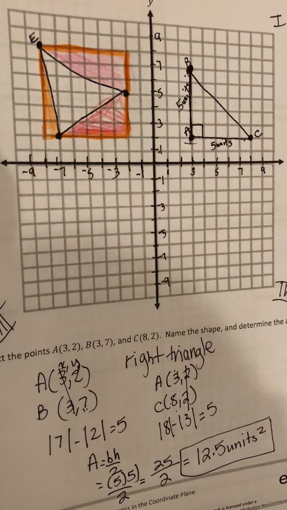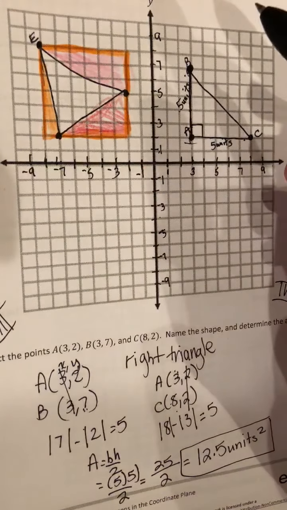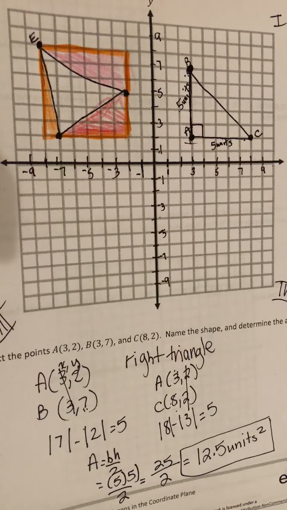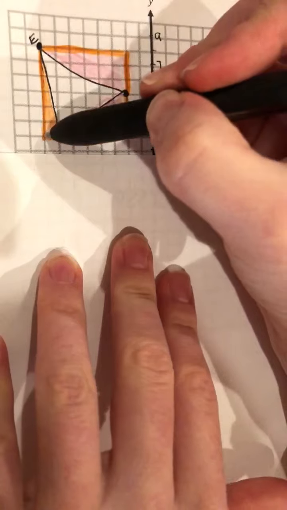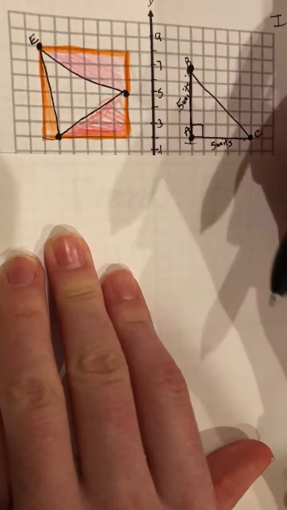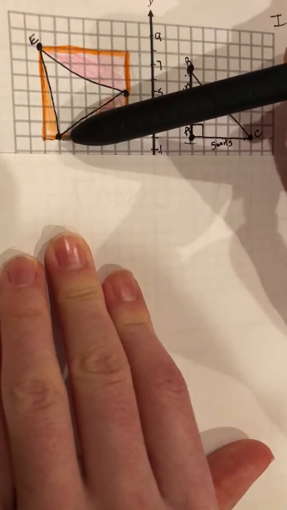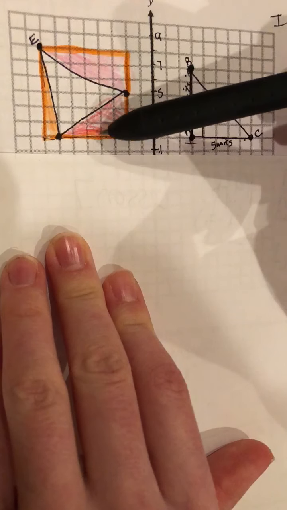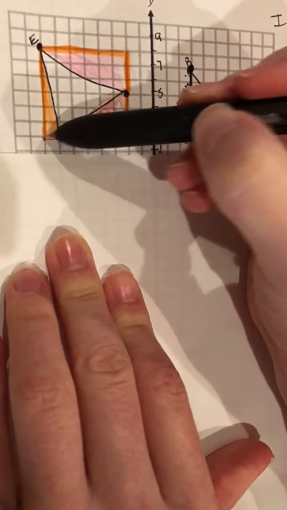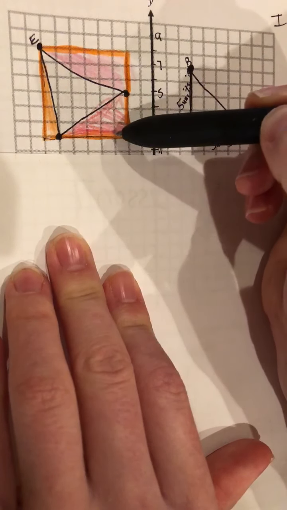So what I'm going to do is find the area of this rectangle. And I'll get a separate sheet of paper and write this down. So the area of the rectangle is from here to here. So I'm going to have to count. 1, 2, 3, 4, 5, 6. I'll count again. 1, 2, 3, 4, 5, 6.